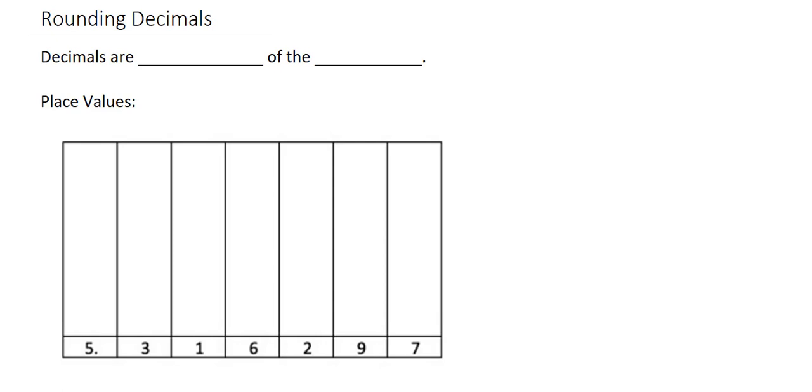Rounding decimals. So decimals are parts of the whole. Let's go ahead and look at place value. So we have a number below. It's 5 point, so right here's our decimal, 316297. So this 5 is in the 1 spot.